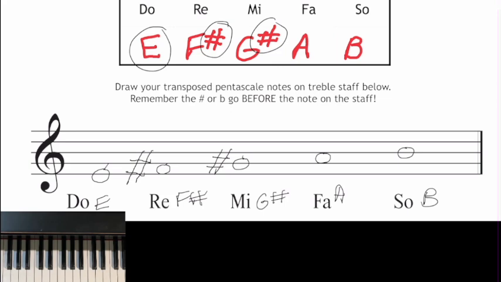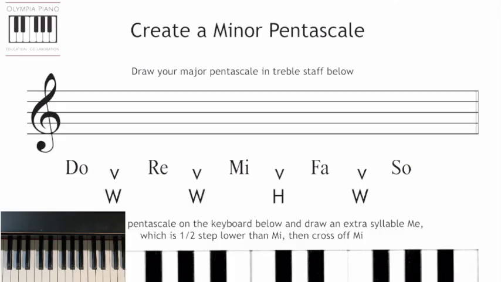All right, you can also draw that in bass clef, which will look a little bit different. But now I'd like to move to how do you make that a minor pentascale, because it's just one simple alteration. All right, so now you see the title, Create a Minor Pentascale. I'm going to draw the major pentascale we just did. So we've got E, F sharp, G sharp, A, B. So let me scroll up on the page here.